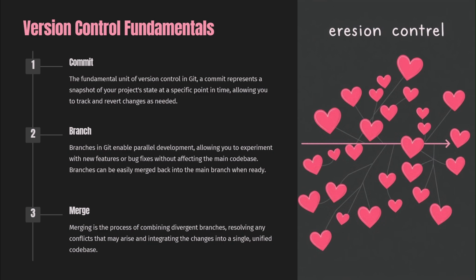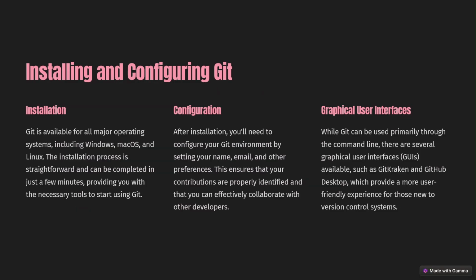To understand Git better, let's look at some basic terms. Commit. Every time you make a commit, you are taking a snapshot of your code at the moment. This helps you keep track of changes as you go. Branch. A branch lets you work on new ideas or features without affecting the main code. It is like having your own separate workspace to test things out. Merge. Once your work on a branch is done, you can merge it back to the main project. This brings all your changes together and updates the main code.